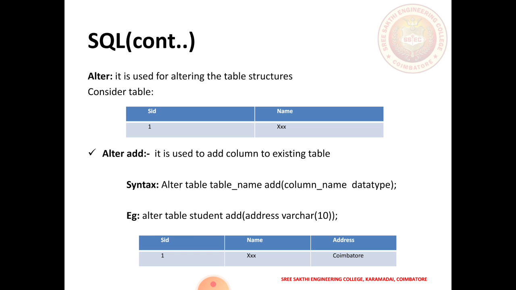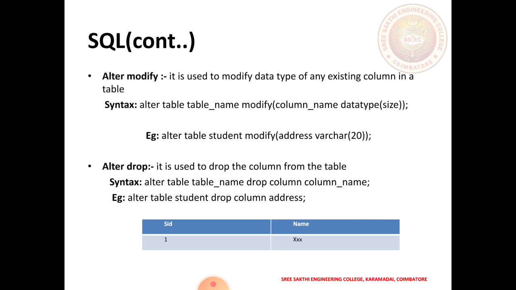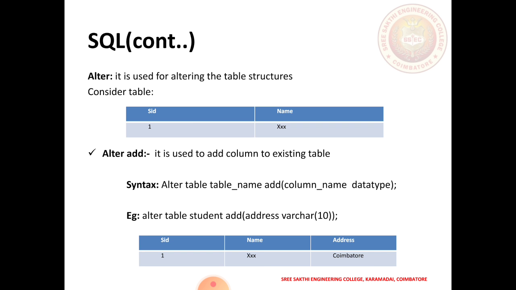Next, alter. Alter is used to alter the table structure. In alter, we can perform three different operations. We can add, we can modify, and we can drop. The first one will be alter add. So we can add columns to the existing table.